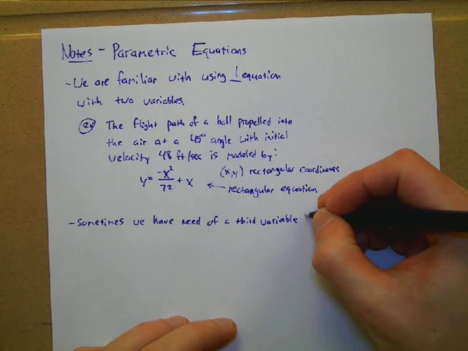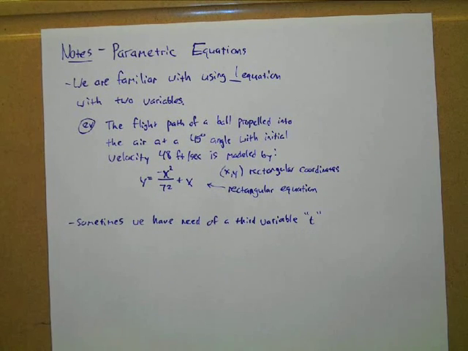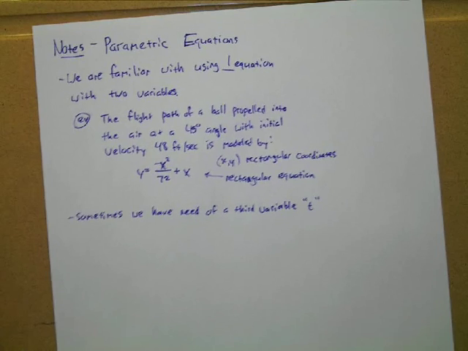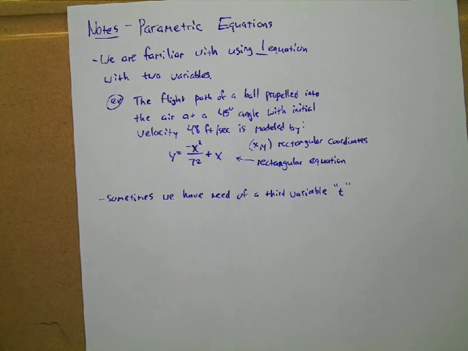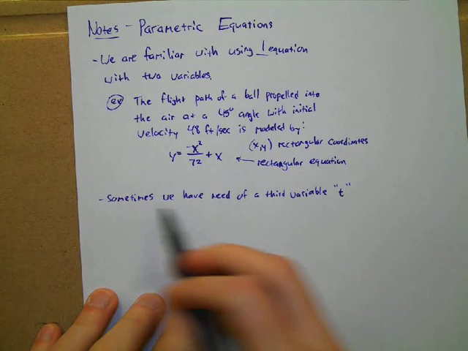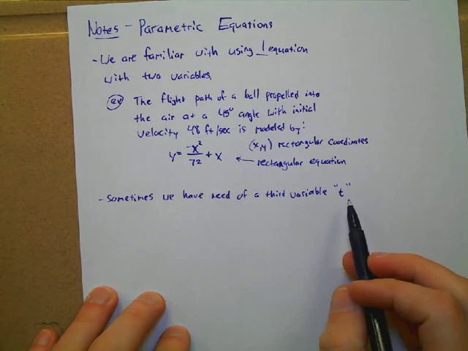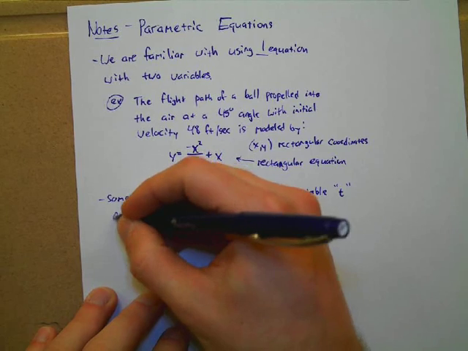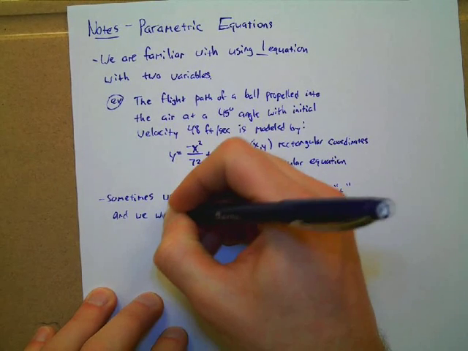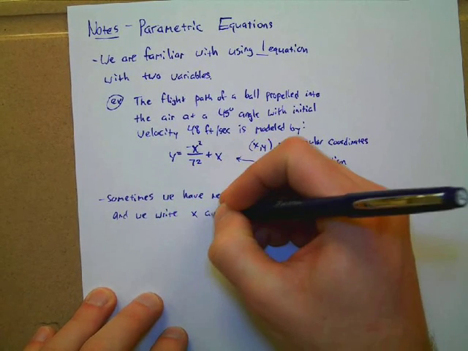Anyone want to guess what the typical meaning of t is? Yeah. Time, exactly right. So parametric equations take your horizontal and vertical positions, and we're going to rewrite them individually as a function of time. And so sometimes we have need of a third variable t, and we write x and y as a function of t.